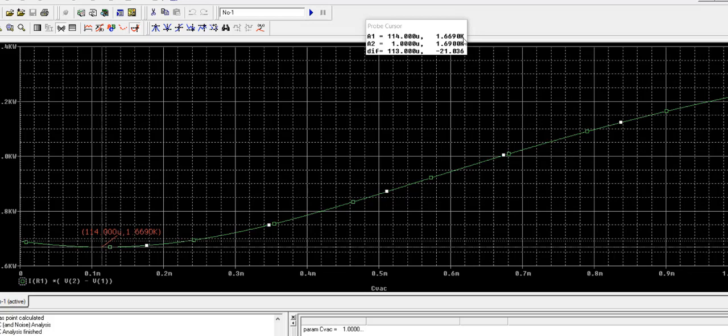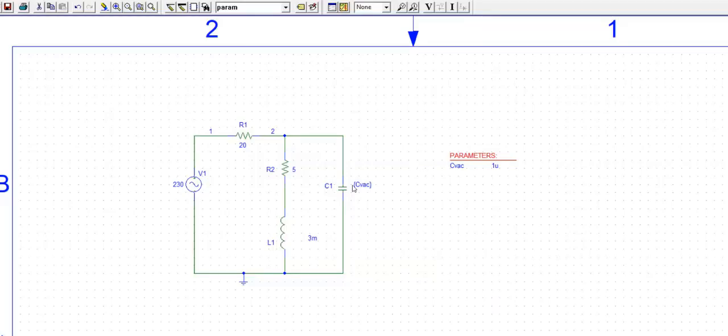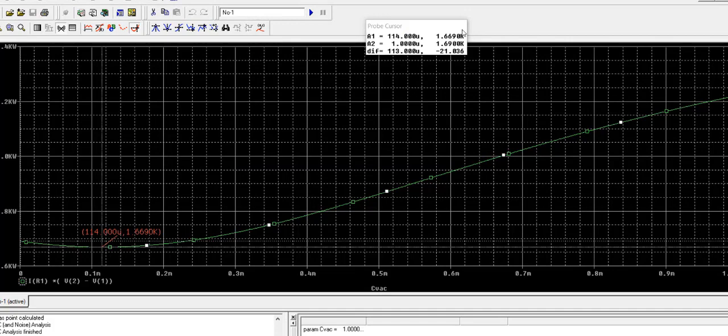Now in the earlier case when there was no capacitance, we saw that the power absorbed by R1 was 1.69 kilowatt, but in this case it is 1.669. So the power absorbed by R1 is decreased, and so we can say that at resonance the power absorbed by the resistance decreases, which is indicated in our question also.